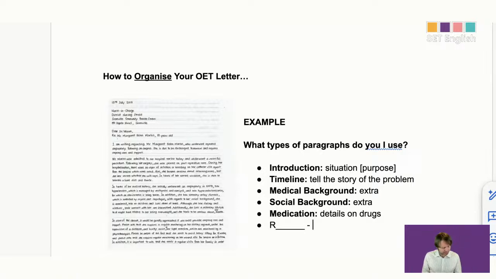What is that? What is the thing that we're missing here? Can anyone tell me? What are we missing? Someone has missed something.